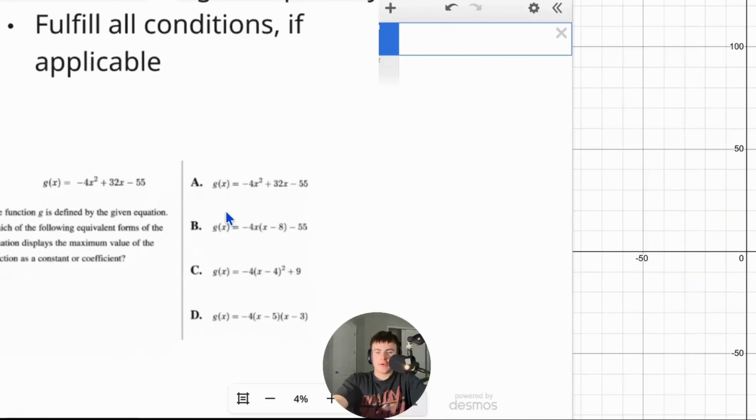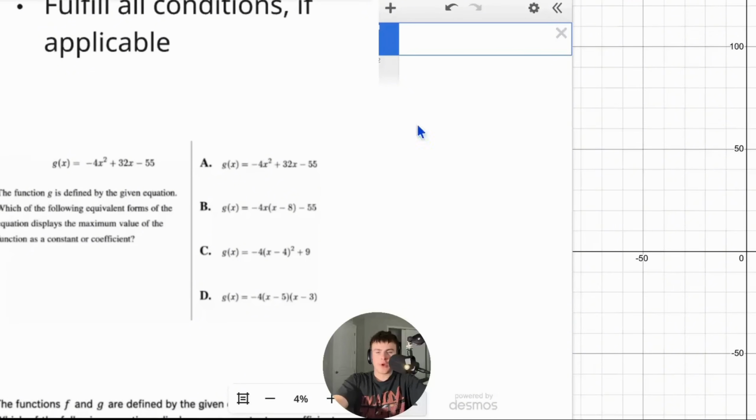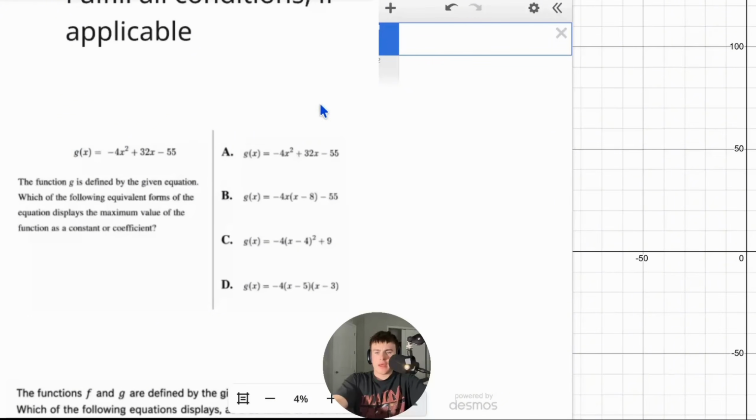This one says function g is defined by the given equation. Let me make sure you guys can see this fully. There we go. And which of the following equivalent forms of the equation displays the maximum value of the function as a constant or a coefficient? So you have this equation, and we need to find which of the options displays the max as a constant or a coefficient. So literally find the max of this function and see which one has the number in it. That is it. It's literally so brain rot.